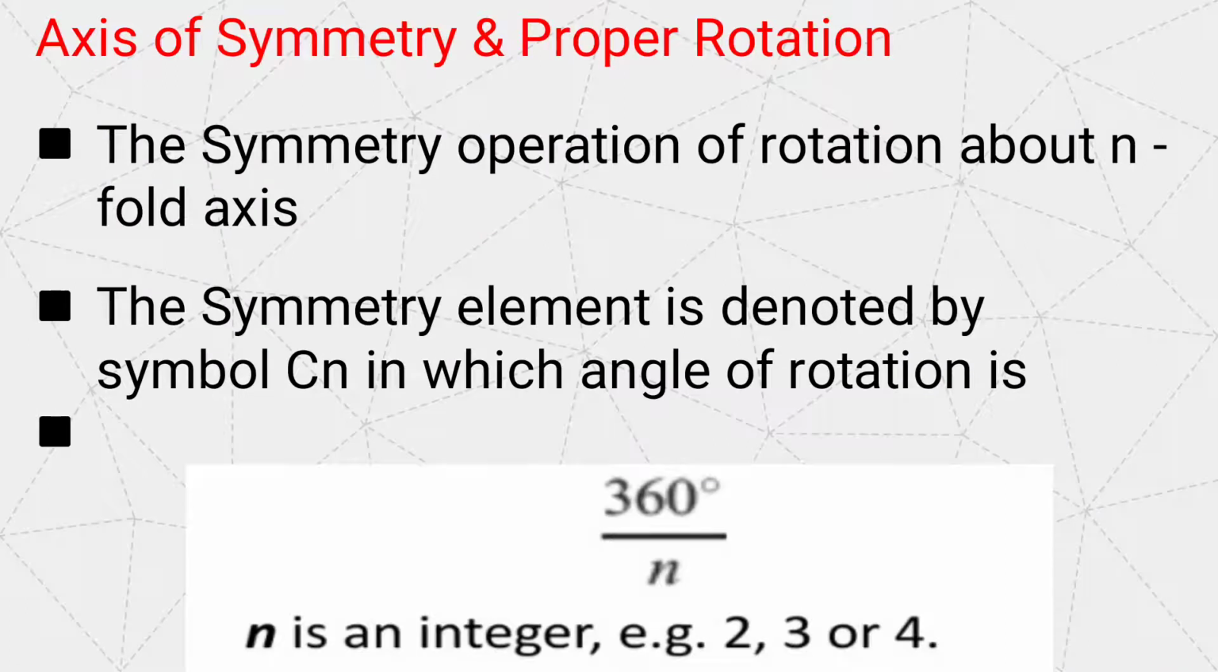Second, axis of symmetry and proper rotation. The symmetry operation of rotation about an n-fold axis. The symmetry element is denoted by the symbol Cn, in which the angle of rotation is 360 degrees by n. n is an integer, for example 2, 3 or 4.